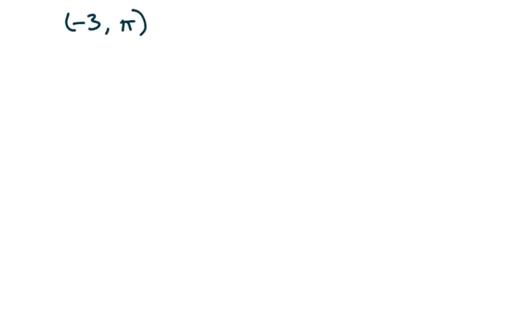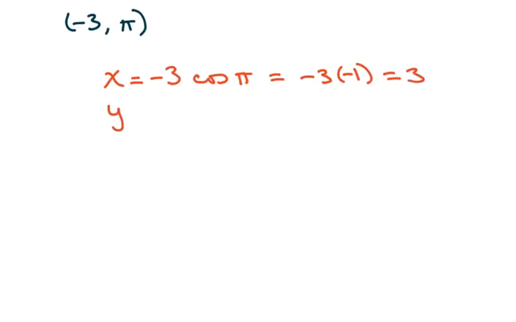All right, another one. I'm going to kind of shorten this. X is going to be negative 3 cosine of pi, which equals negative 3 times negative 1, which equals 3. Y equals negative 3 sine of pi, which equals negative 3 times 0, which equals 0. So my answer is 3 comma 0.